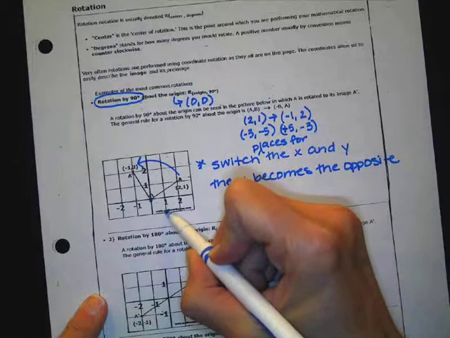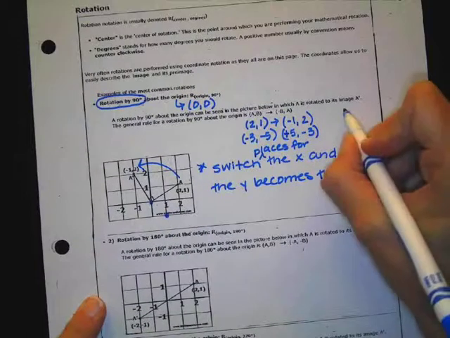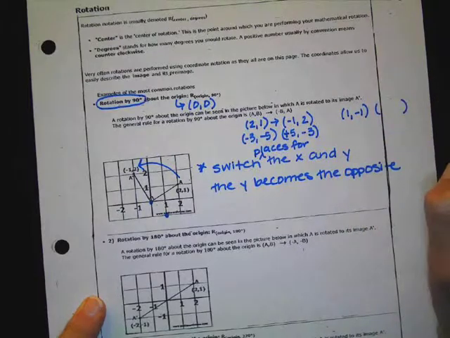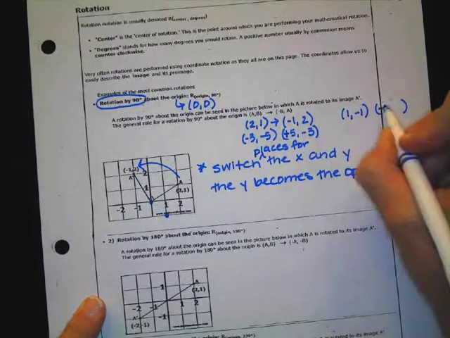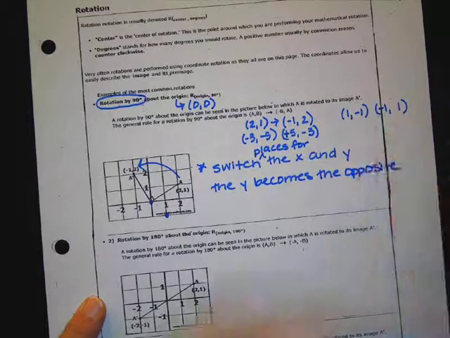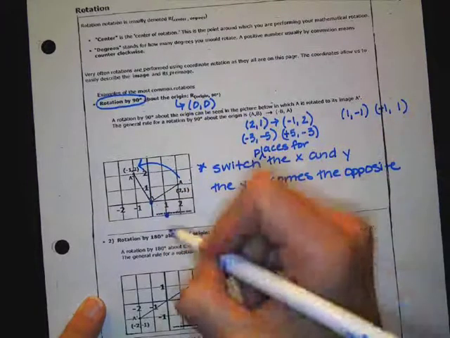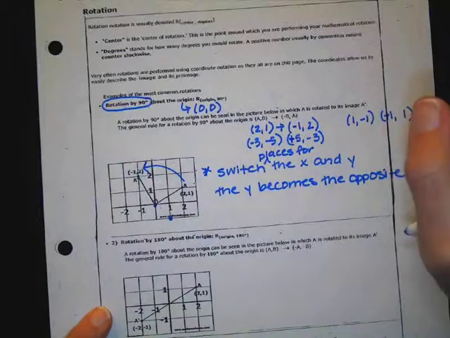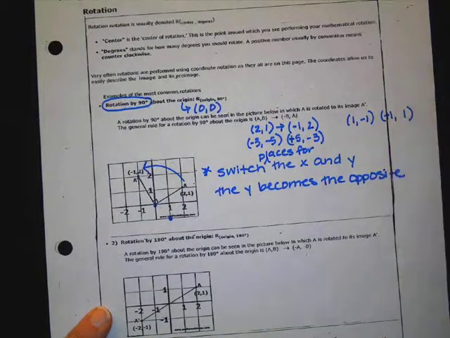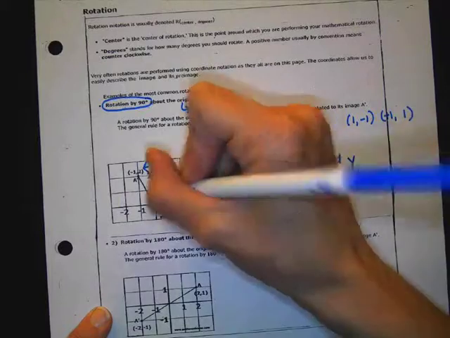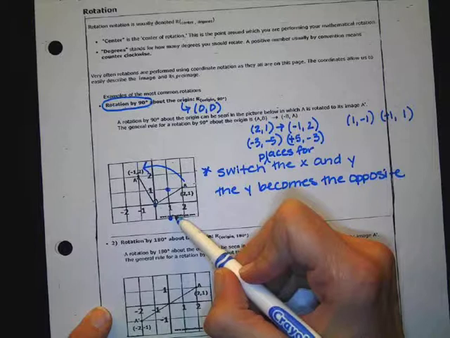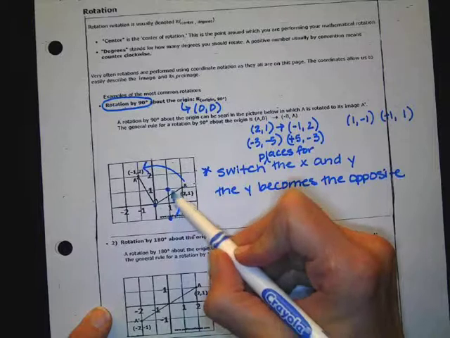Let's do 1 and negative 1. 1 and negative 1, which means we're going to switch them. And they'll both be positive. And then that first one now becomes a positive. So it's going to rotate. Really? 1, negative 1. I switch them. Oh. Yeah. He's going to rotate 90 degrees. He went from here to here.